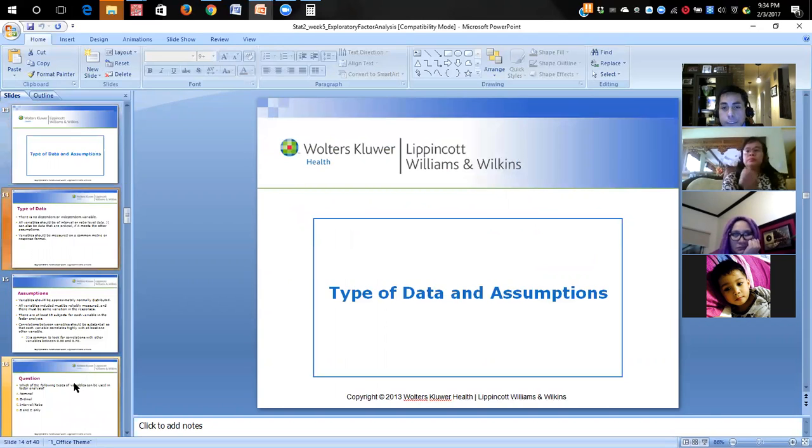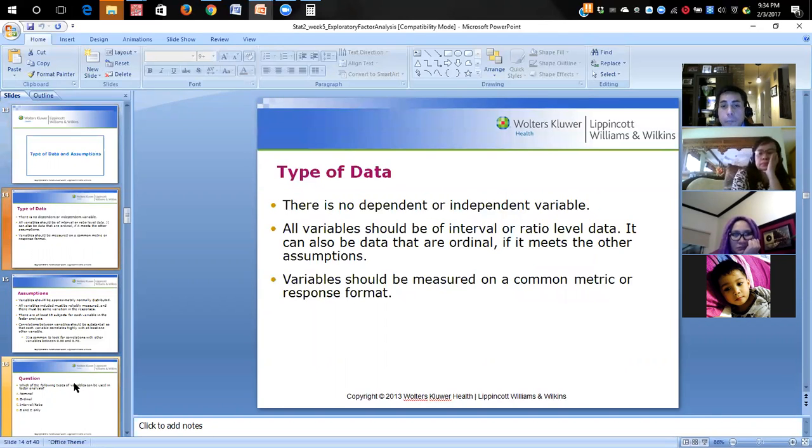And then the type of data is that there's no dependent or independent variable. See, that's factor analysis. No dependent and no independent. You let everything loose, and you look at your exploratory factor analysis and how many will group together. And there is an eigenvalue that guides you. And then the scree plot will tell you immediately, visually, how many are considered as your factor.